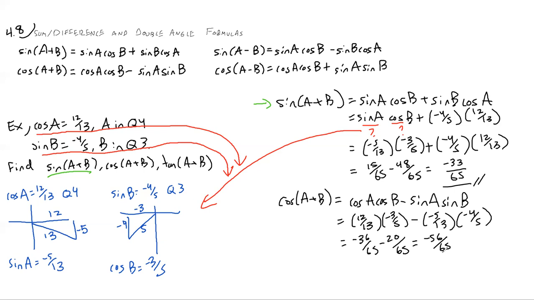And then tan, well, I didn't give you a formula for tan, but we can use one of those previous identities. Tan is just sine over cosine.